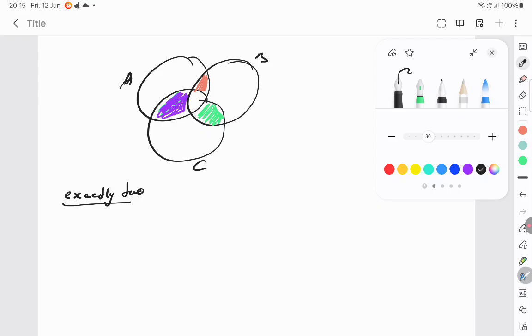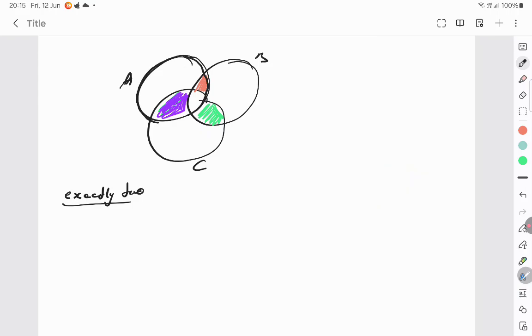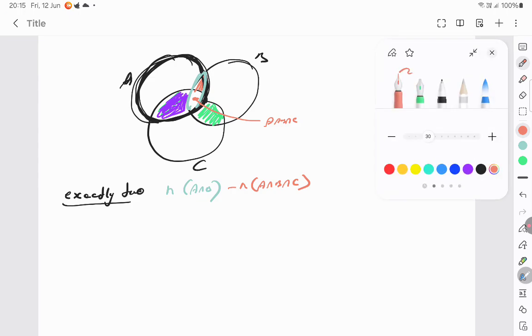Okay, so let's take this one. Sorry, exactly 2. Take this part. What is this? It's n of a intersection b. And you have to remove the central part here, because this is a intersection b intersection c. Just remove it: minus n of a intersection b intersection c. So thus you got this red color portion.